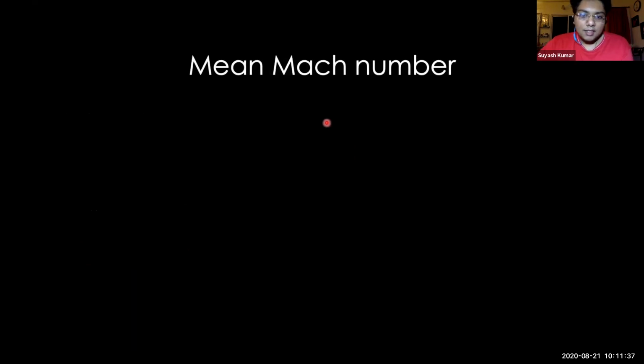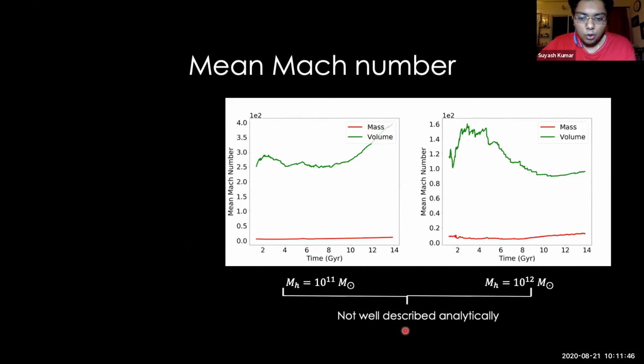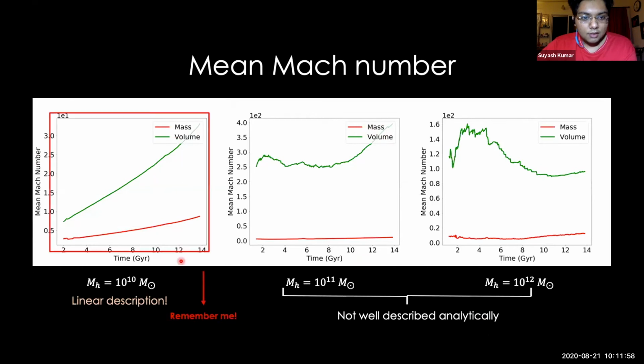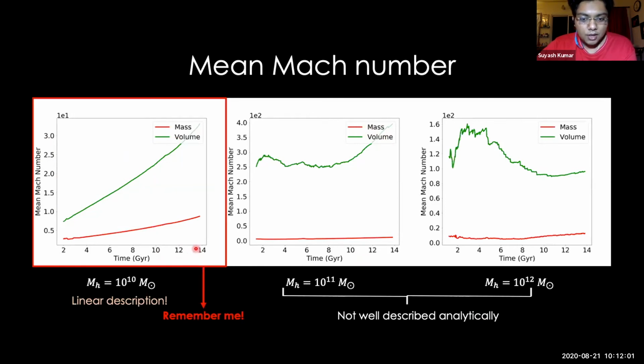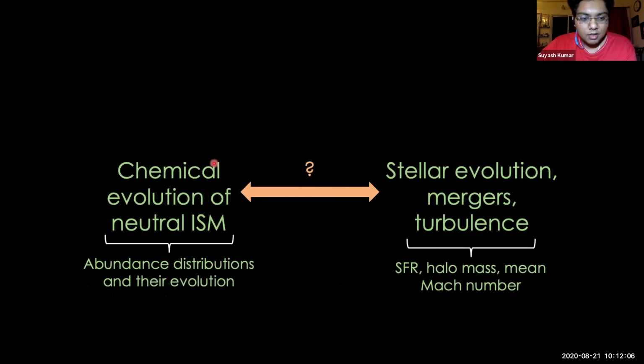But something interesting happens when we plot the mean Mach number, both the mass and the volume weighted means, as a function of time. For the more massive galaxies, we do not find good analytic descriptions. But for the least massive galaxy, when we make this plot, we realize that there is a linear description of the mean Mach number as a function of time. And this is also something I would like you to remember as we go into the final and the most interesting part of our investigation, namely relating the chemical evolution of the neutral ISM and the physical processes that drive them.